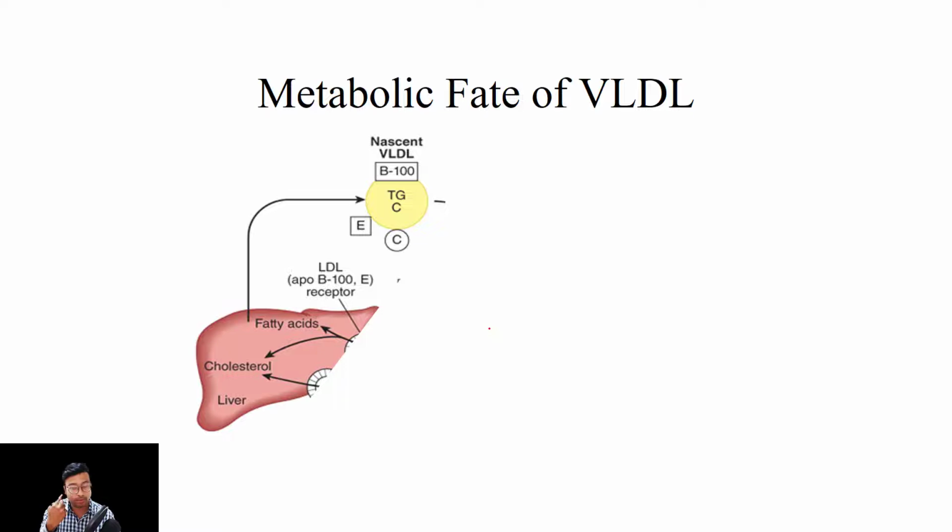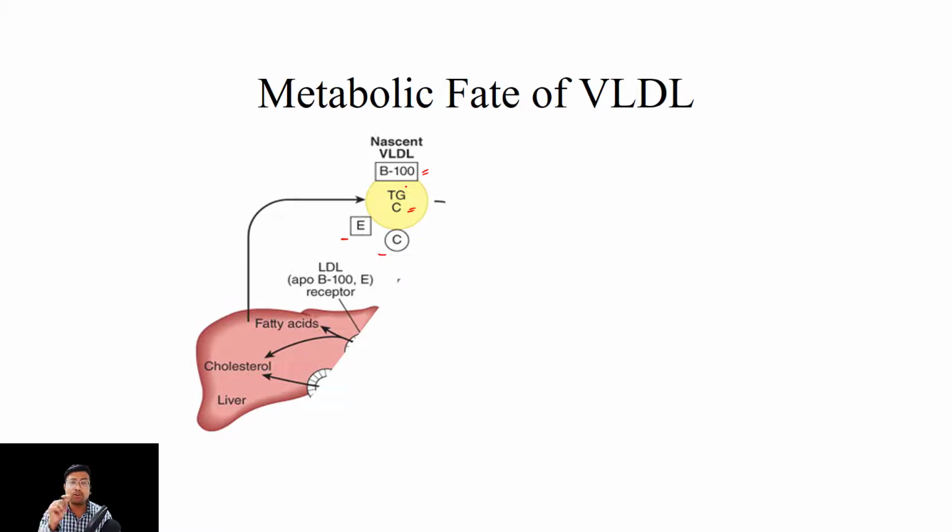So to start with, VLDL, from where it is produced, if you remember the chart, it is produced from liver. At first the particle that is formed from the liver is known as nascent VLDL. So nascent VLDL is again a lipoprotein, definitely, that has triglyceride and cholesterol at its core. It has ApoC and ApoE along with apolipoprotein B100. So a lipoprotein which has B100, ApoE and ApoC as well as TG and cholesterol in its core is known as nascent VLDL.